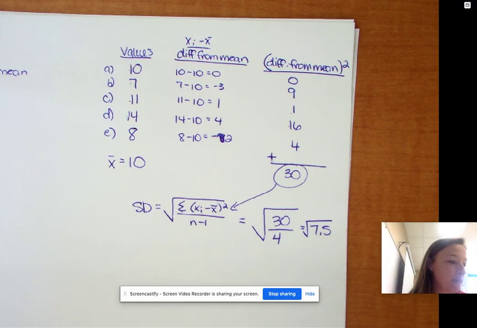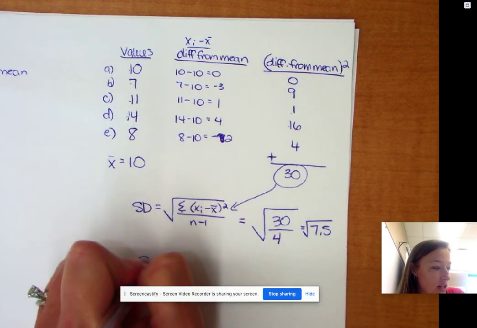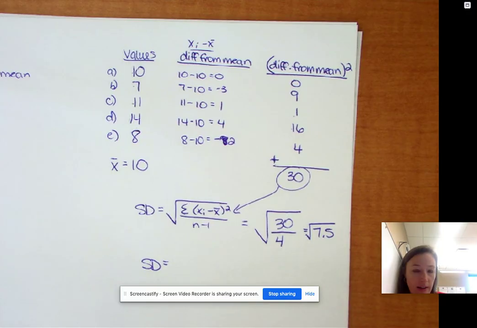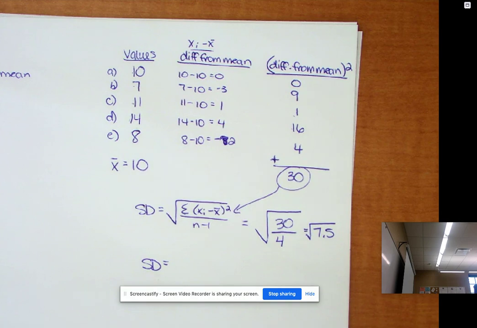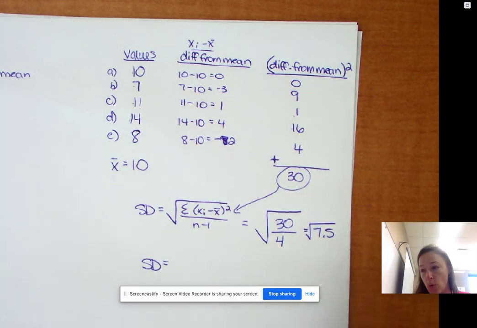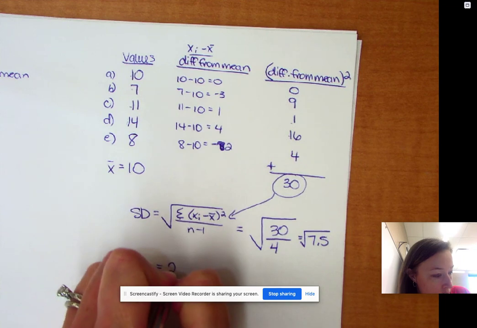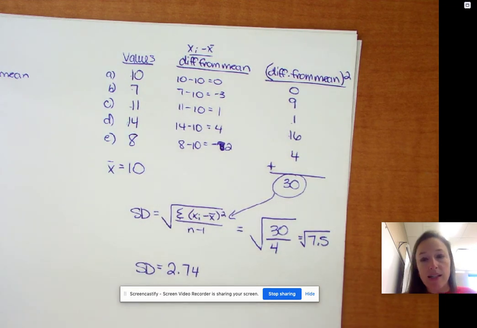And then we need to take the square root. I don't know the square root of 7.5, and I do not have a calculator here with me. But the standard deviation, let me go grab a calculator, is going to be 2.74.